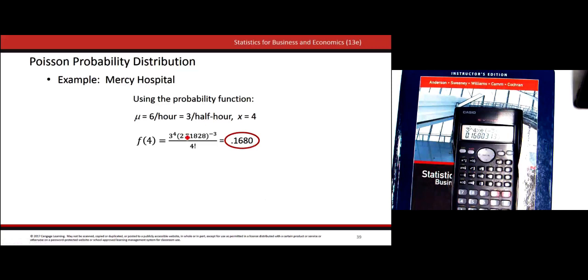So if you don't know how to put the E in the calculator, you can type it like this, because E is approximately 2.71828.